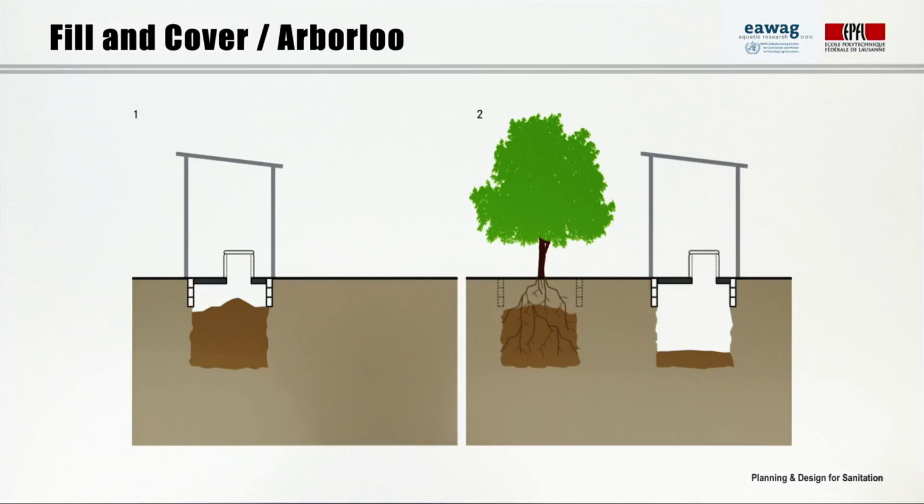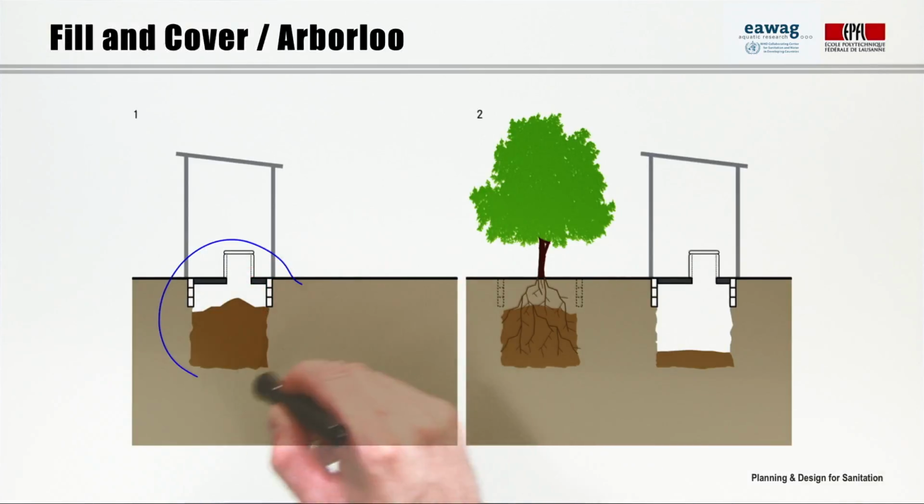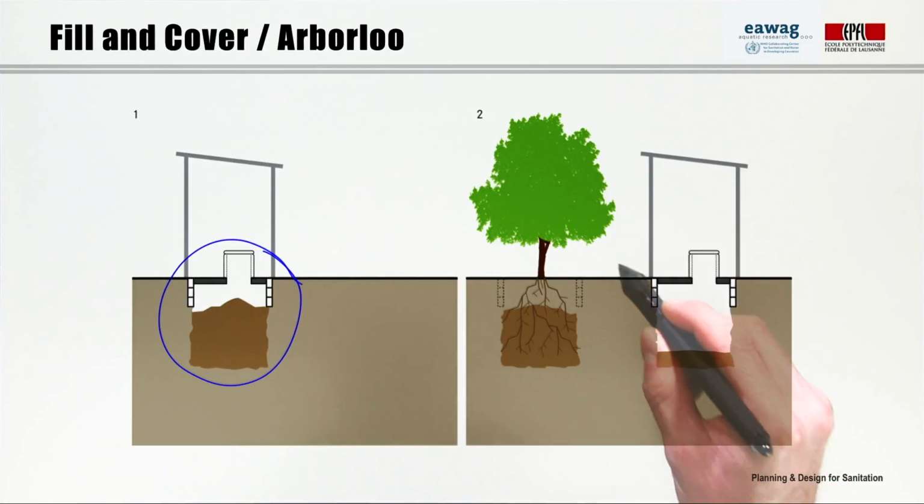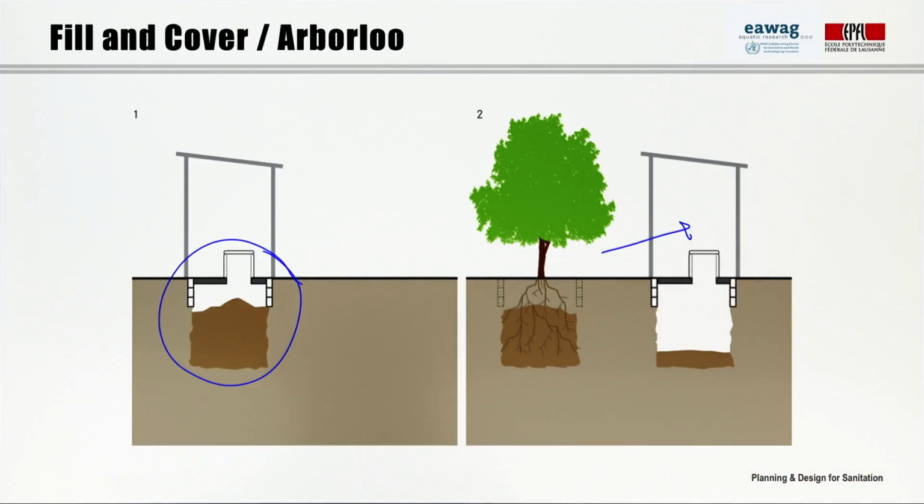When a single pit fills up, it is often abandoned and its content left to degrade. Fill and cover describes the way of disposing of the pit content by leaving it where it is. A so-called Arborloo is the simplest way of upgrading this solution and making use of the nutrients contained in a pit. After moving the toilet superstructure to a new site, the full pit is covered with a layer of earth and a tree is planted on top of it.